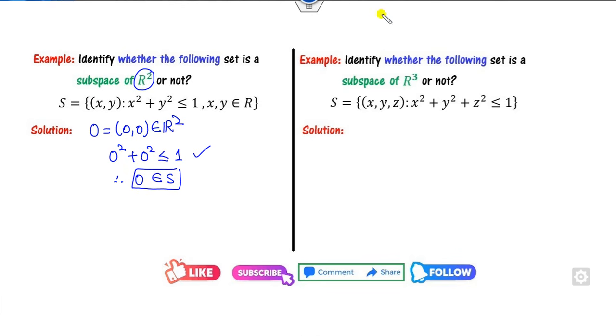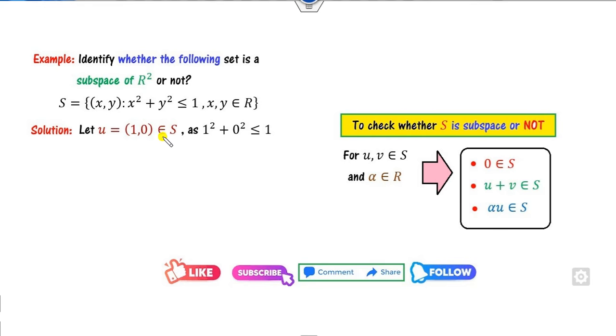Fine. Now you can choose any U which satisfies this property. You can choose U as (1, 0). You may choose U as (1/2, 1/2), because 1/4 plus 1/4 is 0.5, satisfied. You can choose any U. So I choose U as this. You can choose alpha. Say alpha will be 5.